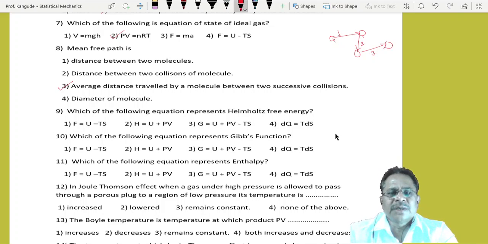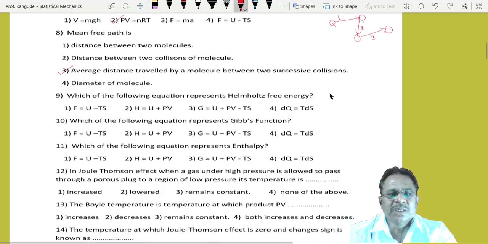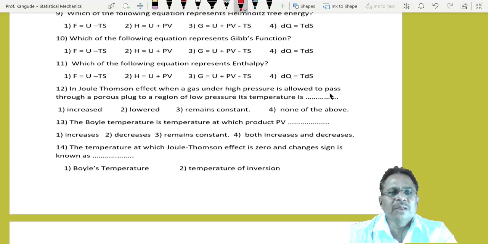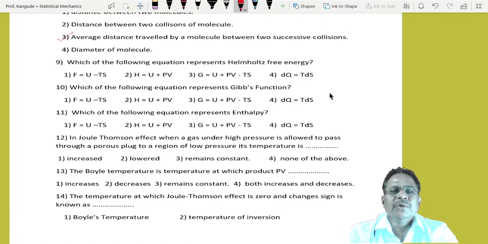Average distance traveled by a molecule between two successive collisions. So this average is to be computed or calculated, and that gives you the mean free path of the substance or the gas. Question number 9: which of the following equations represents Helmholtz free energy?